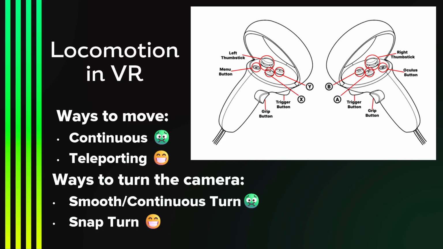So smooth turn, just like continuous moving, will gradually shift your view based on a certain speed from one spot to another. And this is, for me at least, really nausea inducing. I always prefer snap turn when I can get it. Snap turn will immediately shift your view based off of a certain angle.